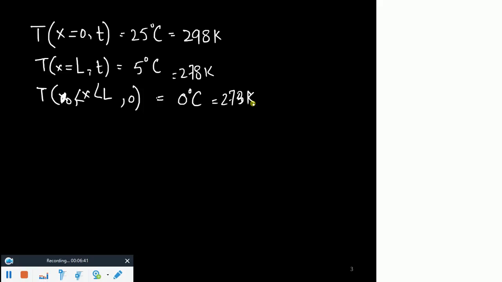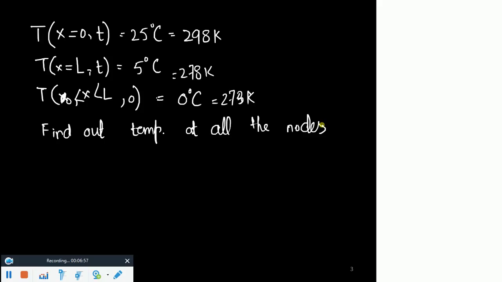Okay, and my point is you have to find out the temperature at all the nodes. By the way, can you see it at the back? Yes. Okay, so find out temperature at all the nodes. All the nodes means there are 3 unknown nodes, because those two boundary nodes would have the same temperature all the time.